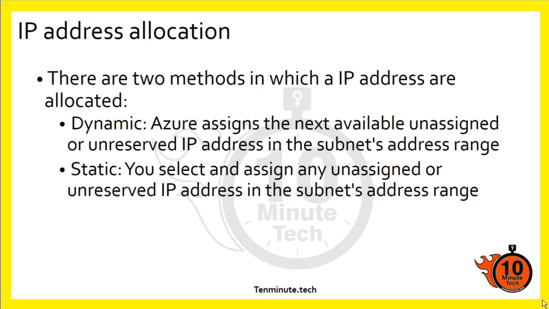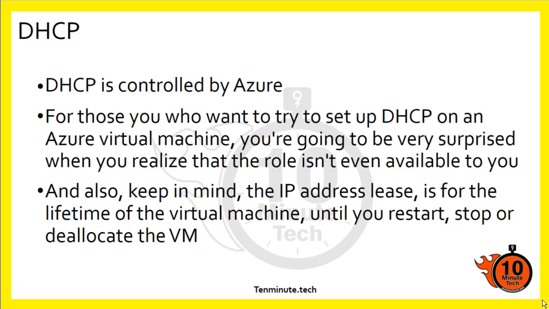Let's talk about the different types of IP allocations. There's dynamic, which means that the address is automatically assigned to your VM or to your Azure resource when it starts up. And there's static, which is where you assign an IP address to that particular resource and you don't want it to change. And finally, there's DHCP. DHCP is controlled by Azure. For those of you that want to try to set up a DHCP server on an Azure virtual machine, you're going to be very surprised when you realize that role is not made available to you.